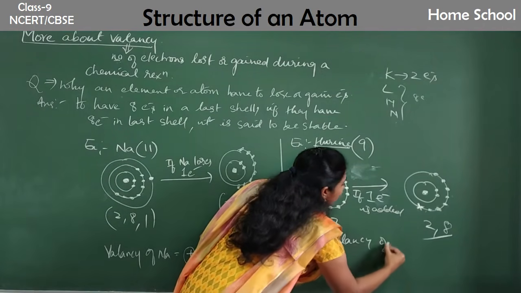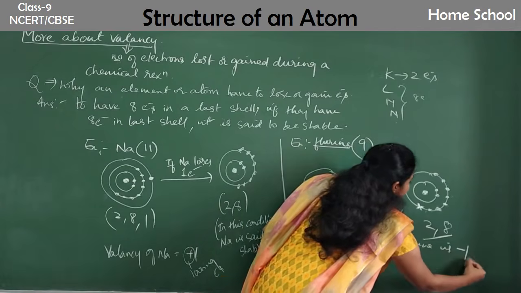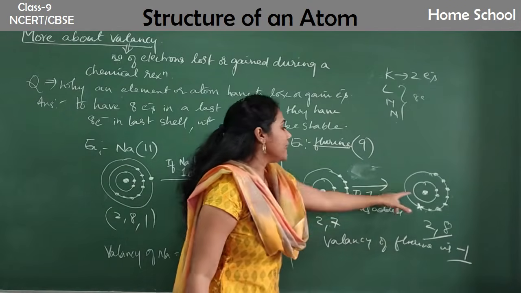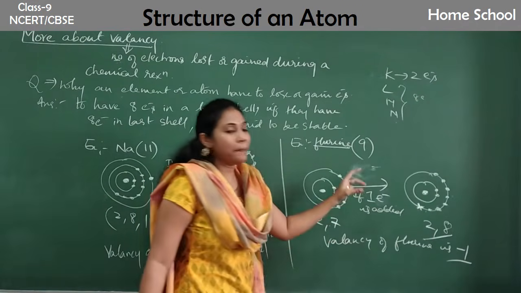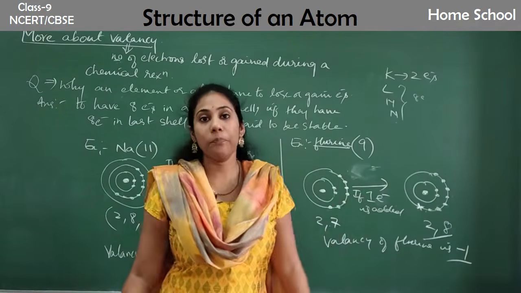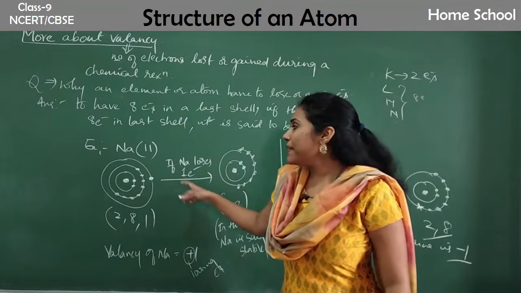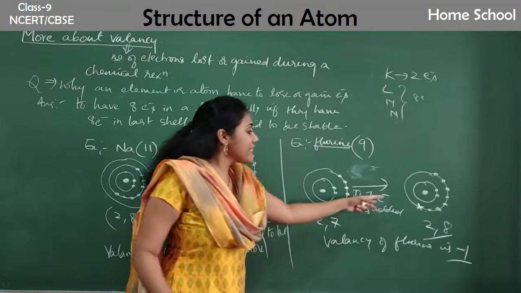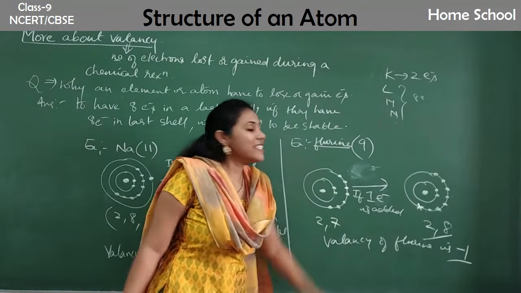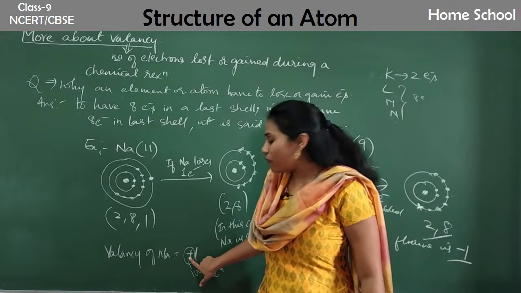Valency of fluorine is how much, guys? -1. How many electrons is it gaining? 1 electron, right? Minus means the element gains an electron. Plus means the element loses an electron. So sodium is losing 1 electron to have that stable state, and fluorine is gaining 1 electron to have that stable state. Here also valency is 1 only, but what sign?